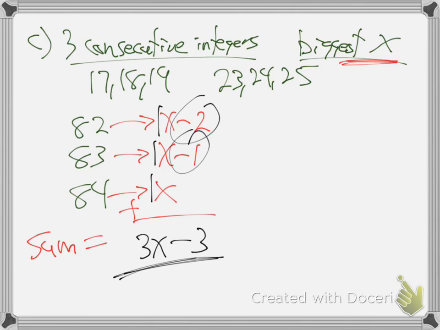Is that good? 3 numbers in a row. 3 consecutive integers. Where the biggest one is x. Questions on that? That good? Here we go.